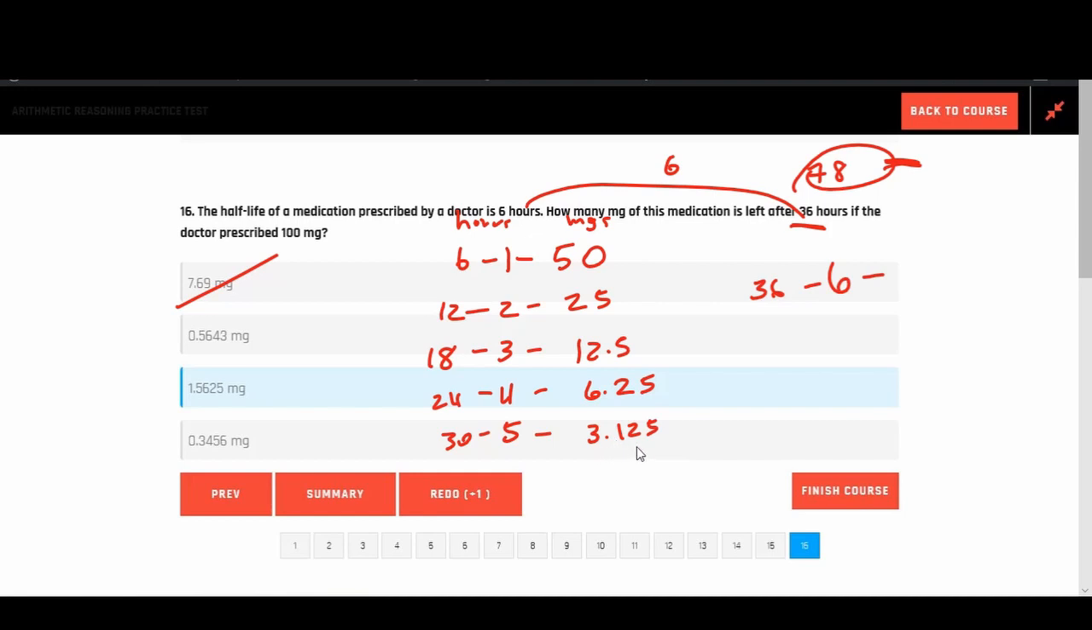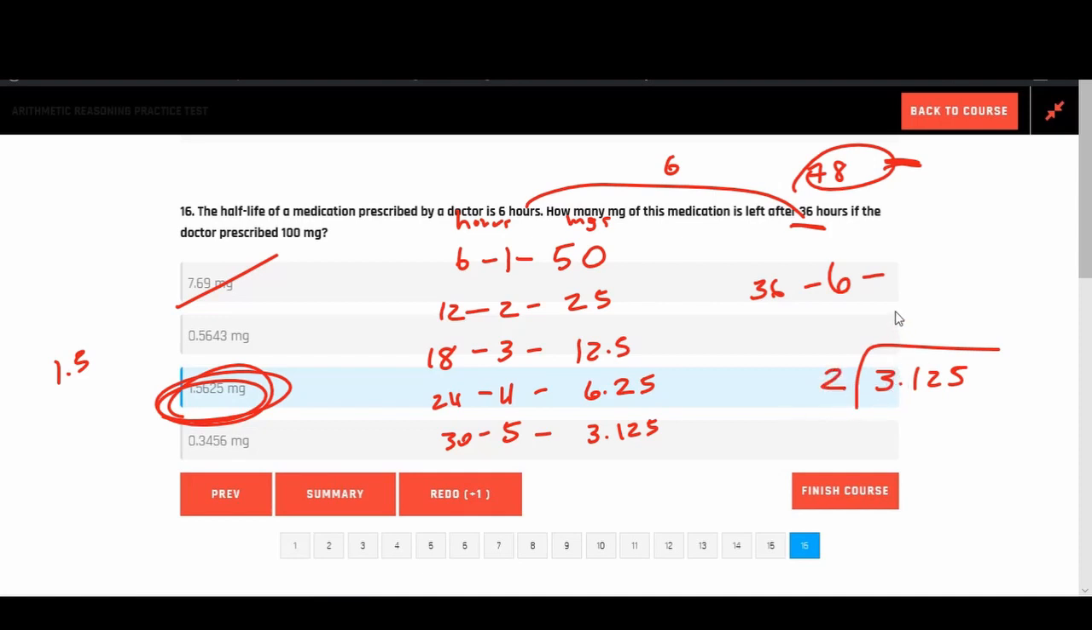Here's where you want to be very careful. And we know half of 3.125 is about 1.5. So if we were just guessing, we could guess accurately. But at this point, it's not very easy to do this one mentally. So I'm going to go ahead and work it out by hand because I don't want to make a mistake there.